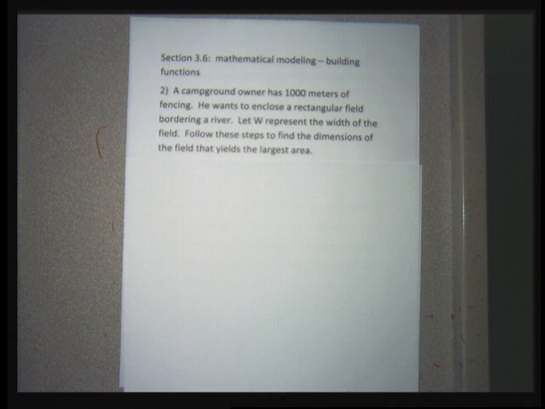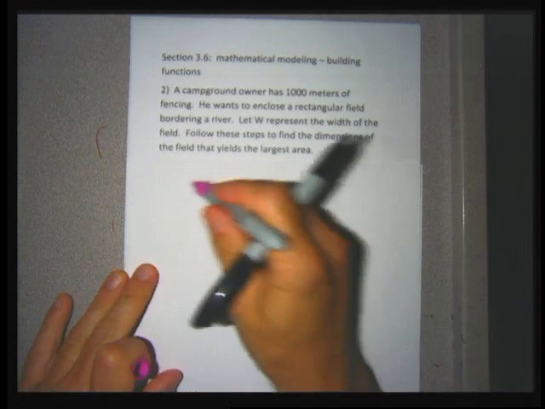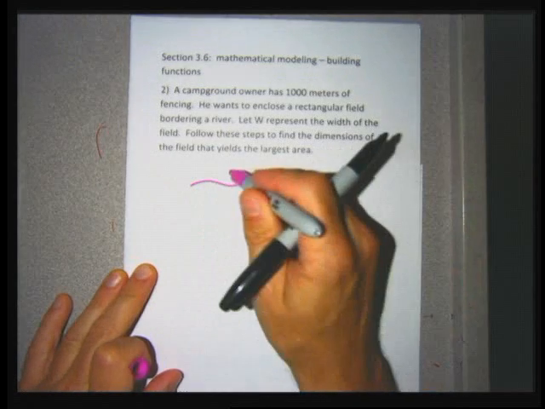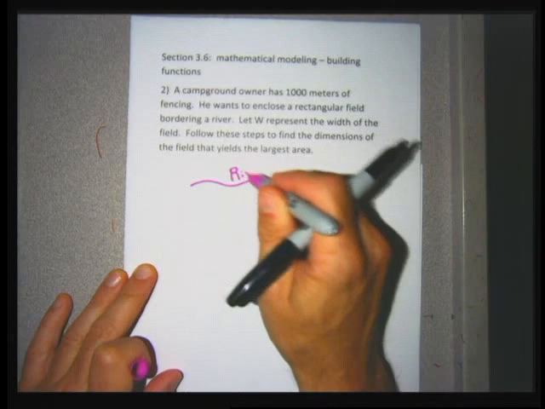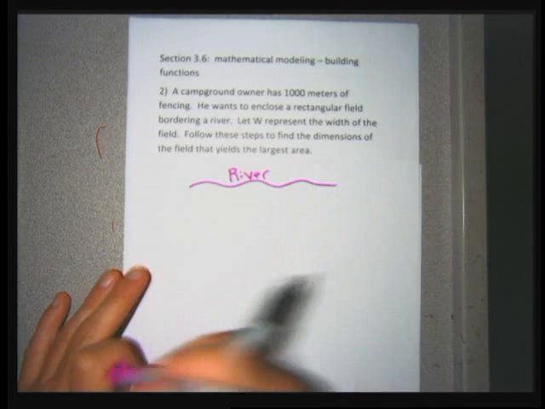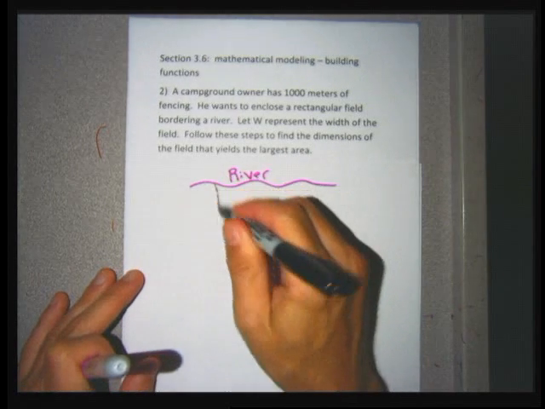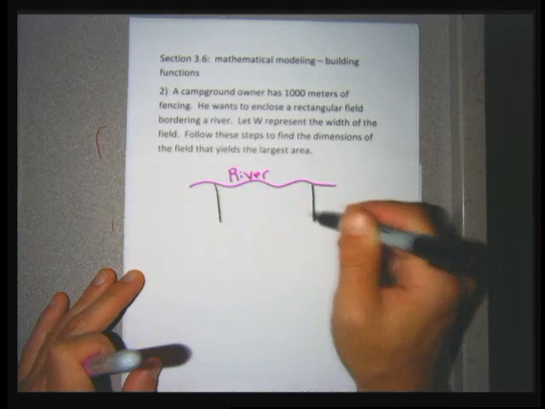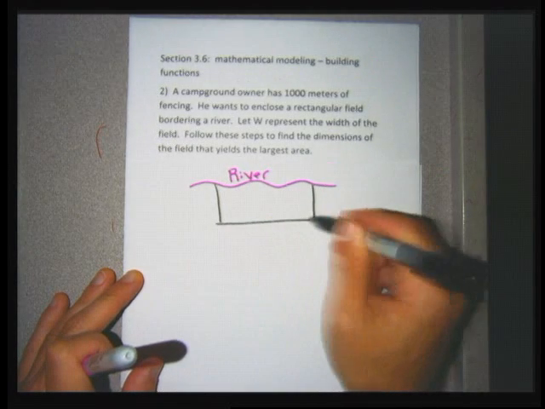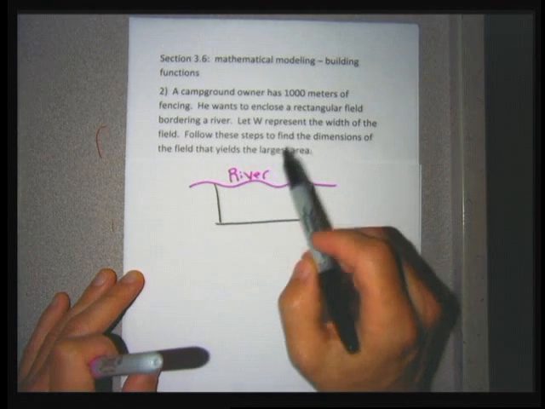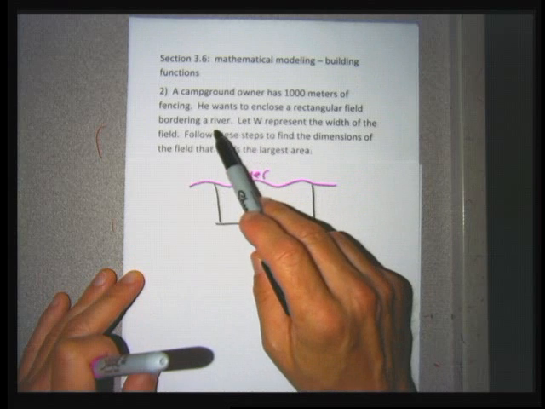So he needs to build 3 sides of a fence. So there's like a river. Should have brought my blue marker for that, but oh well. And then he's going to build a fence that has 3 sides. So it basically says he wants to enclose a rectangular field bordering a river.